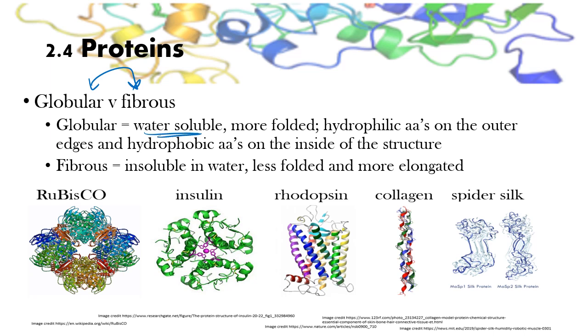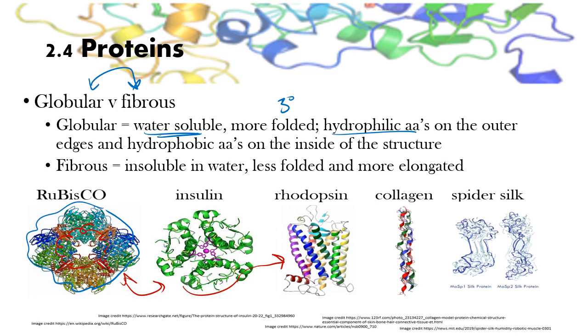They have more three-dimensional folding, more tertiary structure. They have more hydrophilic amino acids on the outside that interact with the environment, and then the inside, the ones that are kind of embedded on the inside of the protein, those are more hydrophobic so that they can stick together. Some examples of globular protein, rubisco and insulin and rhodopsin, these guys are all a little bit more rounded. Our fibrous proteins, on the other hand, are going to be a little bit more stringy.